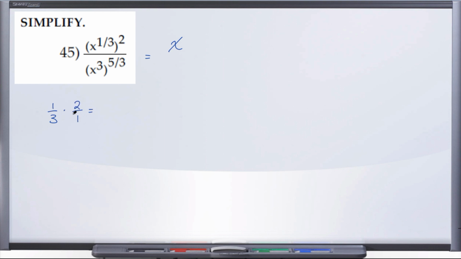Remember, when you multiply fractions, you don't have to worry about a common denominator or anything like that. You just go straight across the numerator, straight across the denominator. So 1 times 2 gives us 2, 3 times 1 gives us 3. And so in our numerator, we now have x to the 2/3 over x to the, well, let's see.